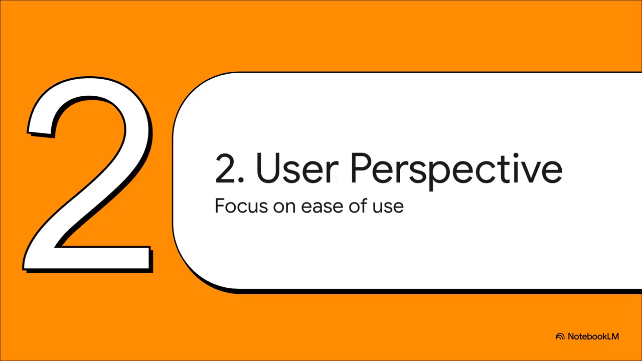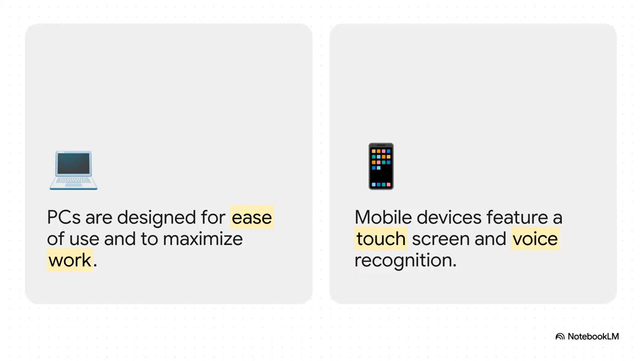Section 2. The user's perspective. Now we're going to zoom in and look at the OS from the shoes of the person sitting right at the screen. Take a second and think about the device you're using to watch this right now. If you're on a PC or a laptop, the operating system is designed so that you monopolize the system's resources. Its primary goal is just to maximize your productivity or entertainment, using an interface optimized for total ease of use.